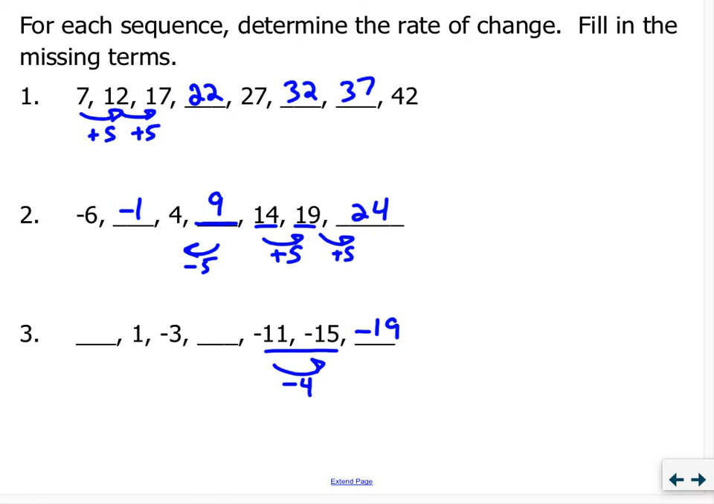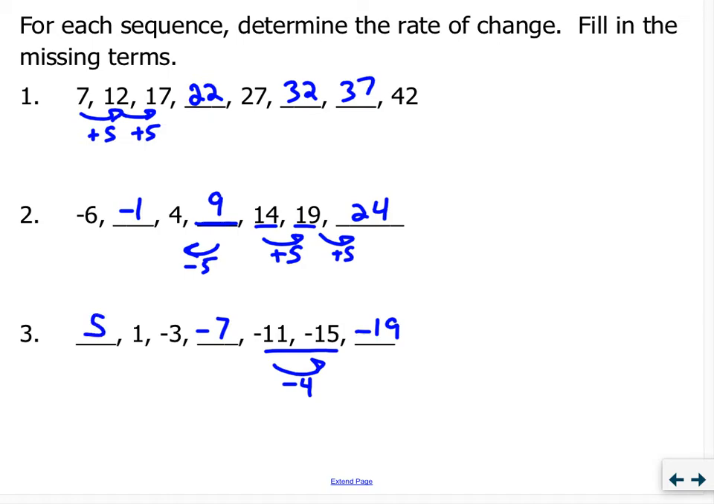So what we just realized was that if we want to go to the left, we have to do the opposite of our rate of change. So instead of our rate of change being subtract 4, let's add 4 and get negative 7, negative 3, positive 1. I got to add another 4 to get to positive 5.